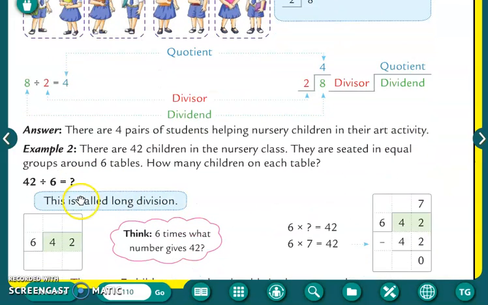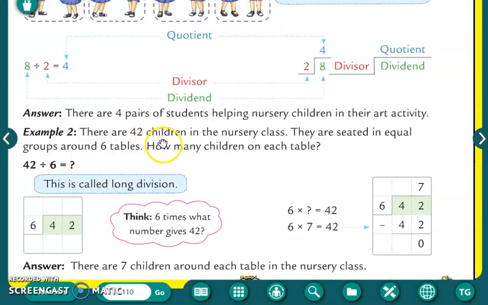Now second example. There are 42 children in the nursery class. They are seated in equal groups around 6 tables. How many children on each table? See, if the question is asked with the words on each table, at that time mostly you have to do the division. So here we have to write 42 divided by 6. That is called long division.